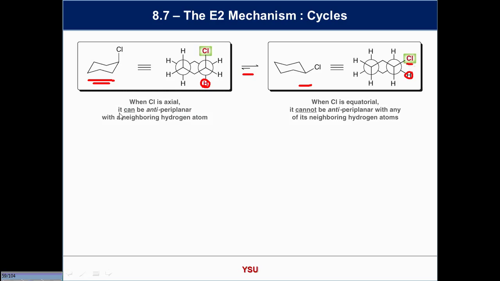So this reaction on the left is faster. The one on the right is slower because the one on the left has the proper orientation for this pi bond to form. The one on the right does not. That's all there is to it.